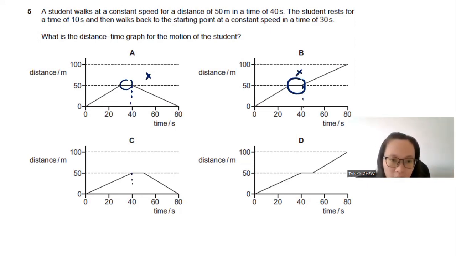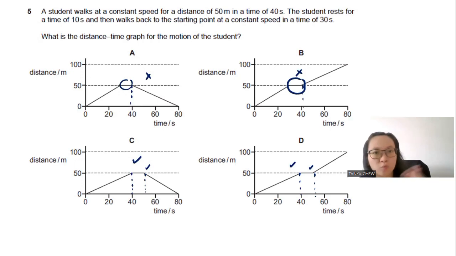Let us look at C. From 0 to 40, this is a straight line at 50 meter. Yes, this is correct. And for D, yes, this is also correct. And then after that, the student rests for 10 seconds. So 40 to 50 is the resting time. This is correct as well. 40 to 50 seconds, this is the resting time. Yes, this is correct.